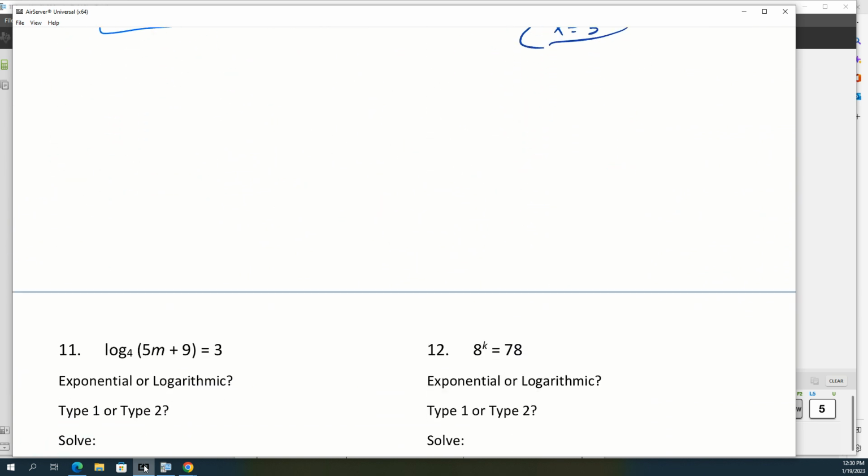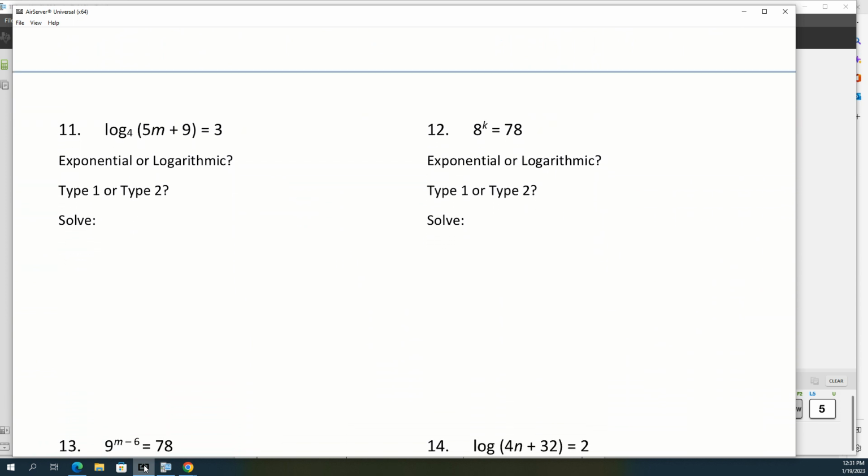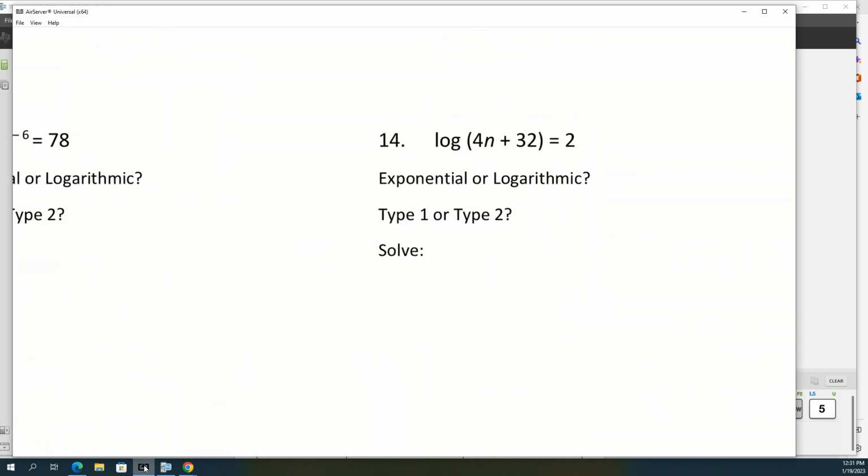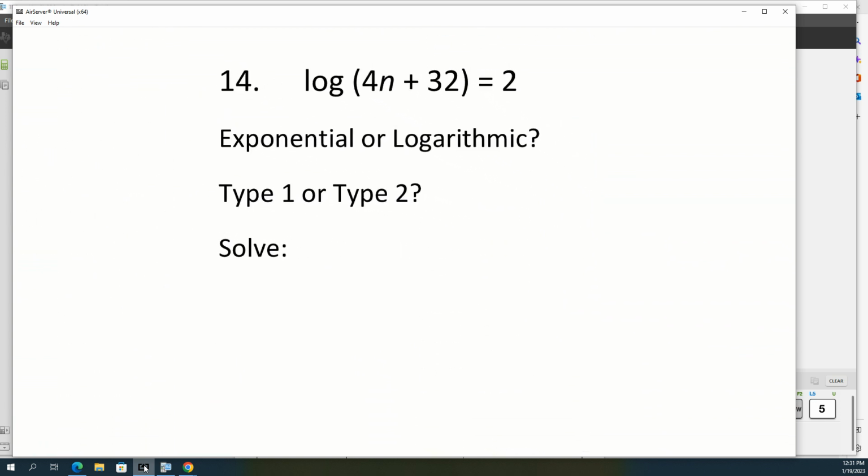Look at another one. Great, let's do number 14. So is this one exponential or logarithmic? Logarithmic. All right, so this one is log equals a number. So if you don't have two logs, you can't drop off the logs. Instead, you write in exponential form.